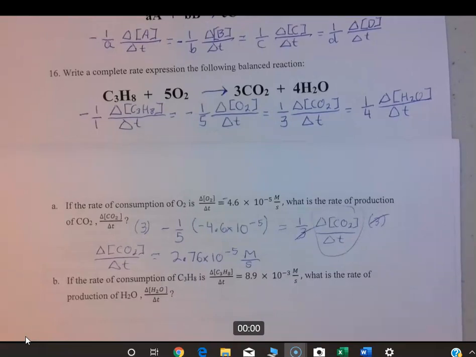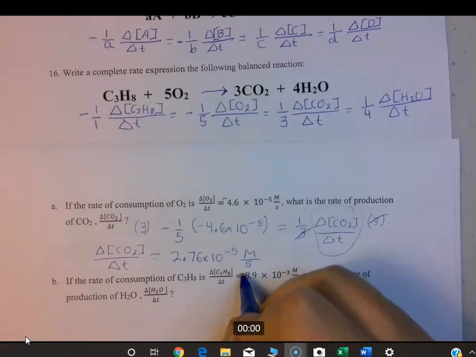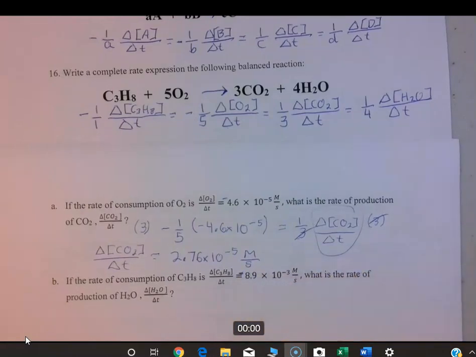All right, these are pretty easy to do. So let's go ahead and do the next one. If the rate of consumption of C3H8 is, and there it is, and again, it should have a negative sign in front of it because it is being used up, what is the rate of production of H2O?